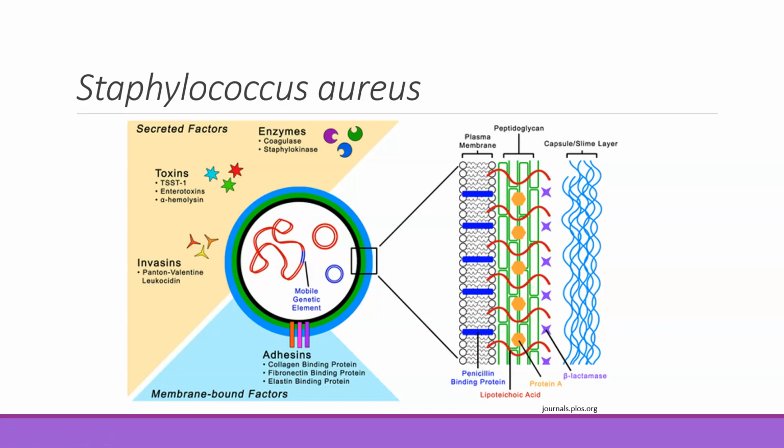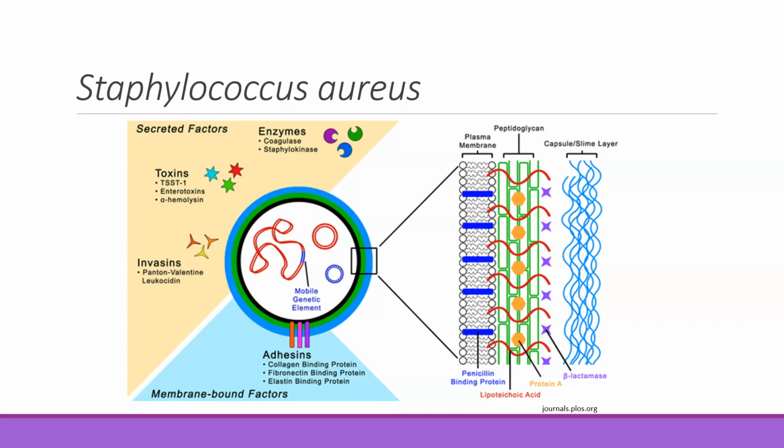Okay, so back to the Staph aureus. There's some different things that we see. Hopefully you just spent some time looking at the chart and filling some in. But staph has a lot of ways that it can infect people. It's got enzymes such as coagulase and staphylokinase, which are secreted.